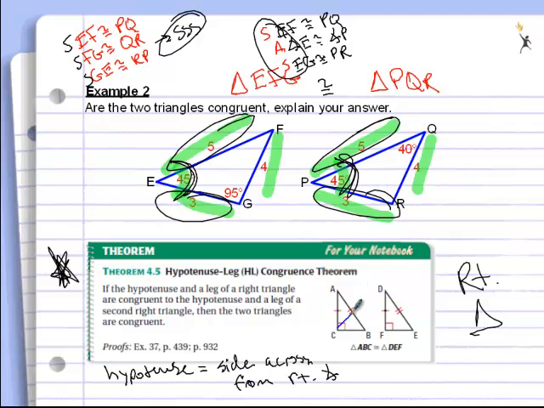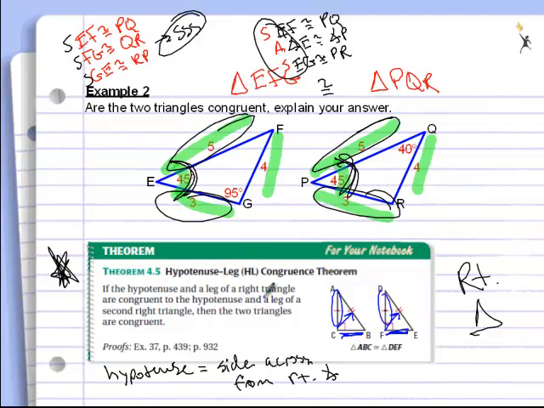In hypotenuse leg, if the hypotenuse of both triangles are congruent, and one of the legs, it doesn't matter which one, could be either, are congruent, then the two triangles have to be congruent. And that's called hypotenuse leg. If the hypotenuse and one of the legs are congruent, make sure they're corresponding legs. You couldn't have the back of one and the base of the other, or the height of one and the base of the other. But if the hypotenuse and corresponding legs are congruent, then the triangles are congruent by hypotenuse leg.